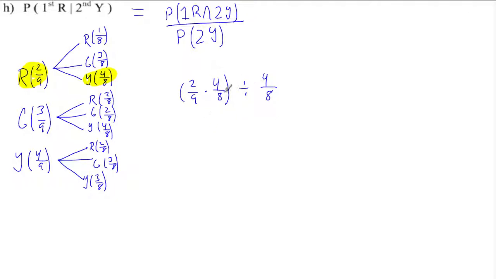So I'm actually not going to reduce this because 2/9 times 4/8, and then if I multiply by the reciprocal of this 4/8, I actually get this to be 1. So that cancels out, and I'm left with just 2/9. So what's the probability that I get a first red given that my second is yellow? It's 2 out of 9.